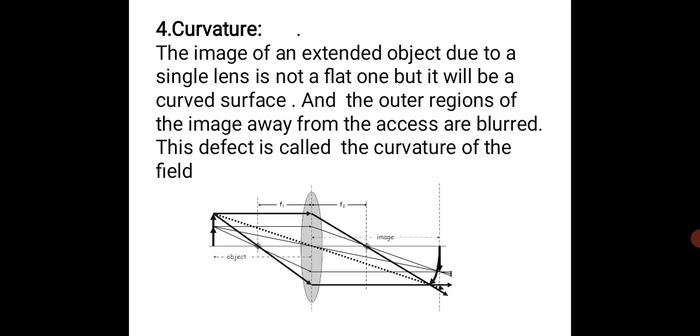The fourth kind of monochromatic aberration is curvature. As you know, when you see through the picture below, the image of an extended object due to a single lens is not flat, but a curved surface, and the outer regions of the image away from the axis are blurred. This defect of the lens is called the curvature of the field.